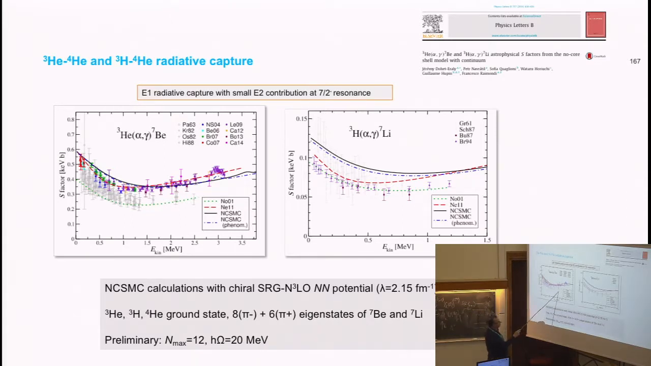So all the calculations that are available do not reproduce simultaneously those two data sets. We are sort of in agreement with the helium-3 alpha, but overpredict the T alpha. Nollet is below the helium-3 alpha and agrees very well with the T alpha. And Neff is again higher here, although not as much as we are. So in any case, it seems like there might be some normalization issues with these data.